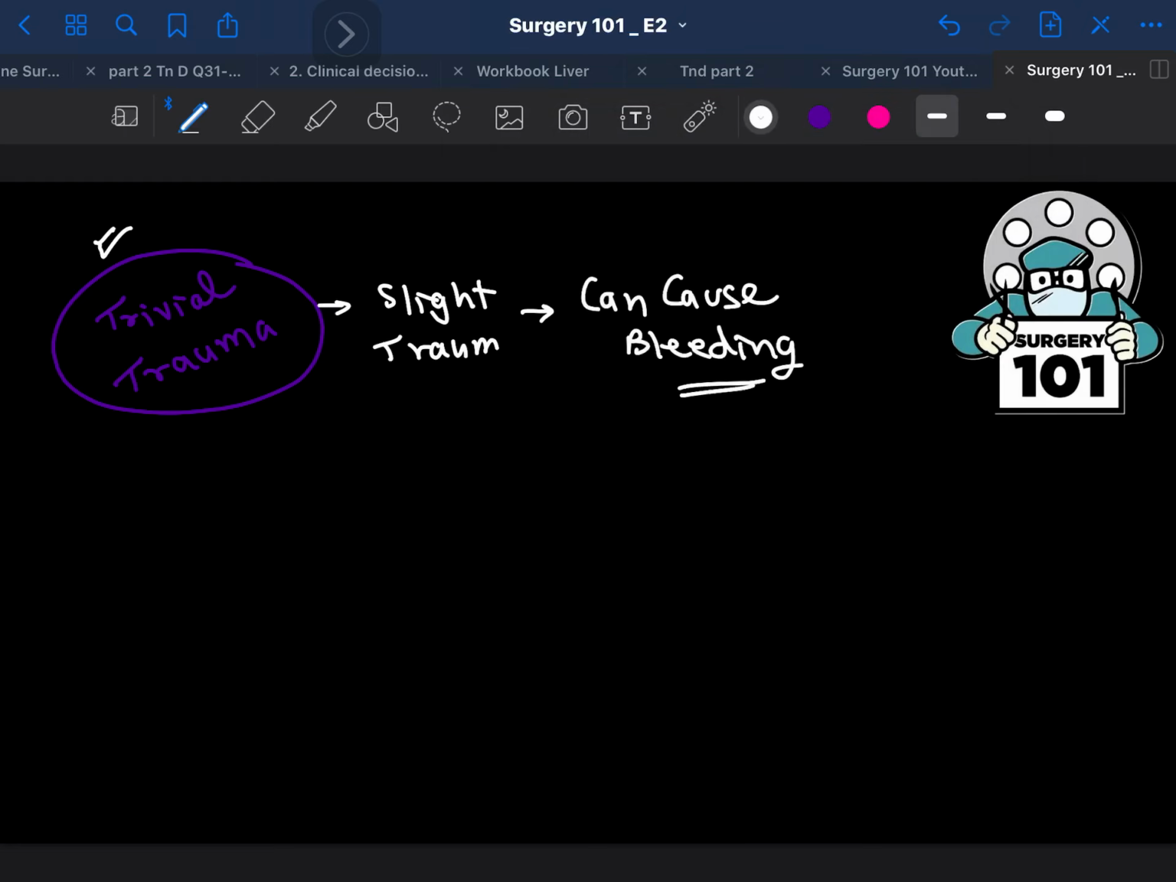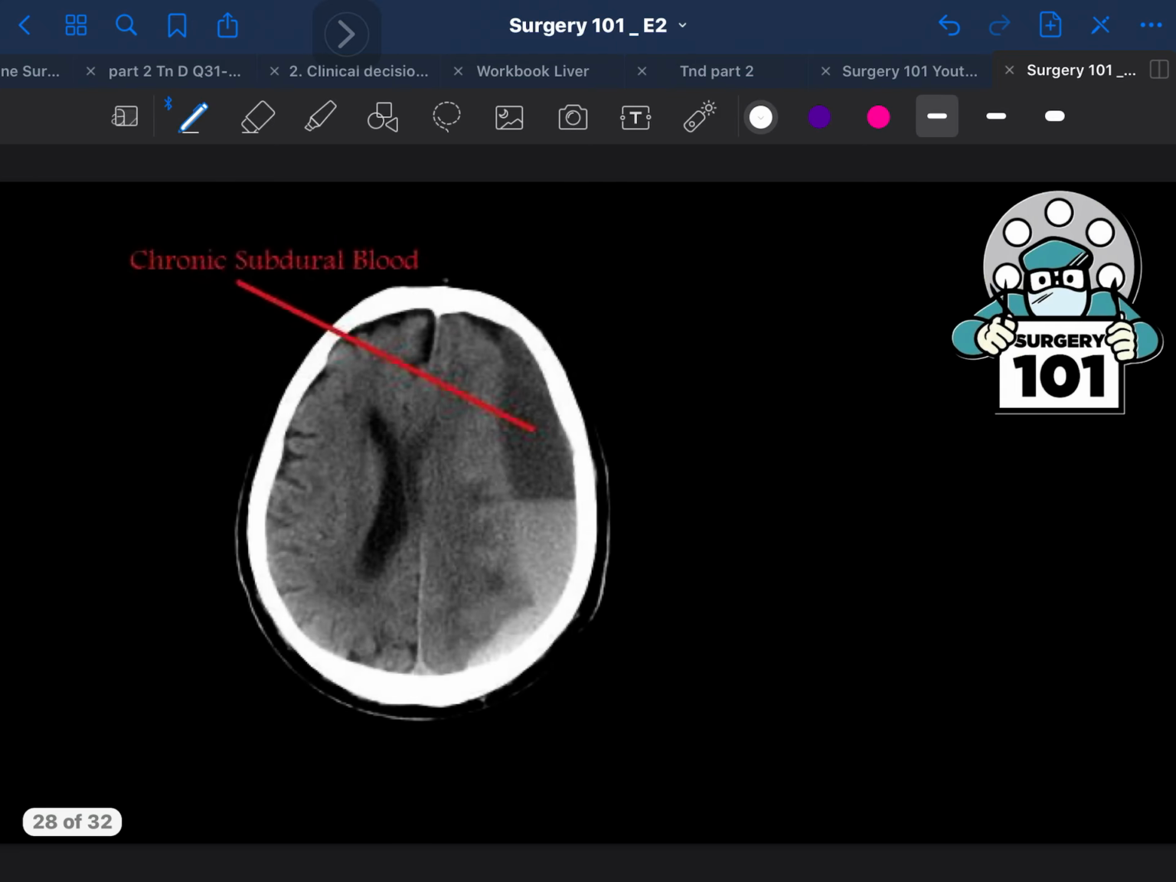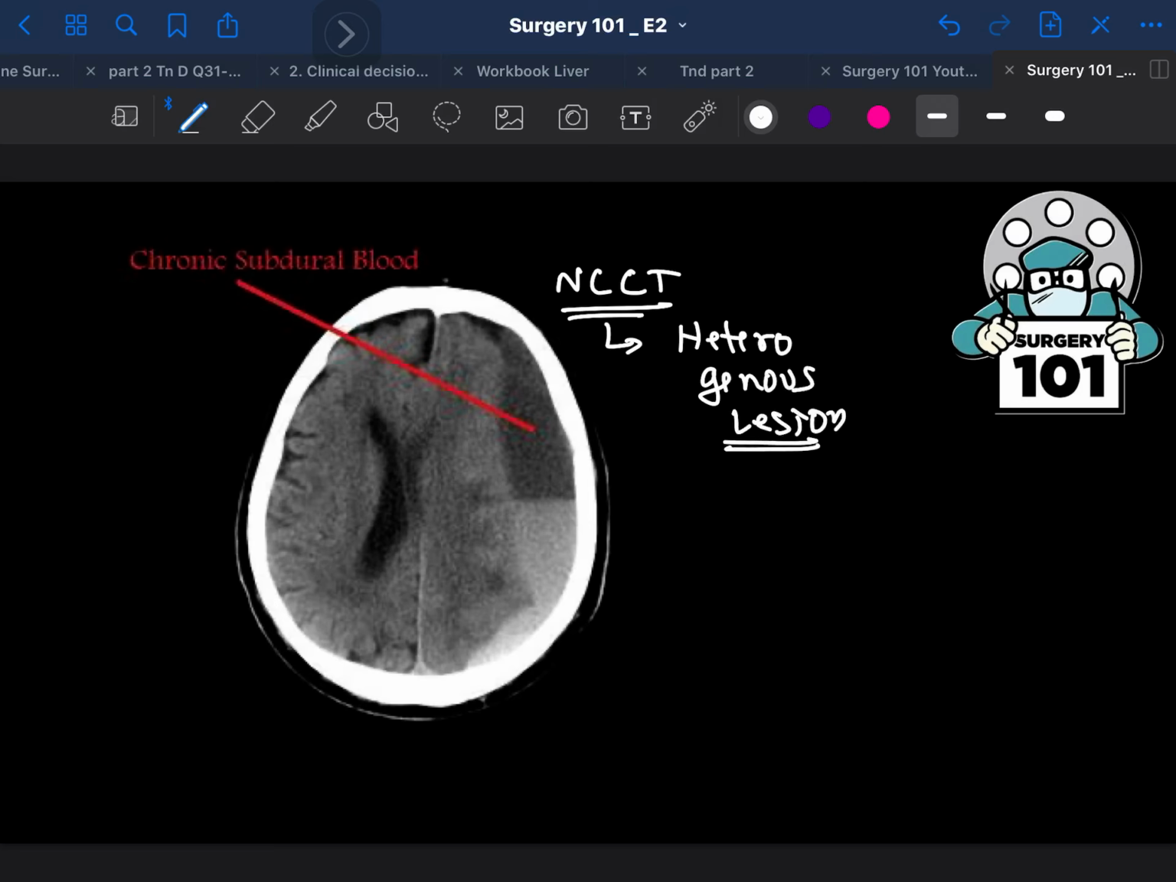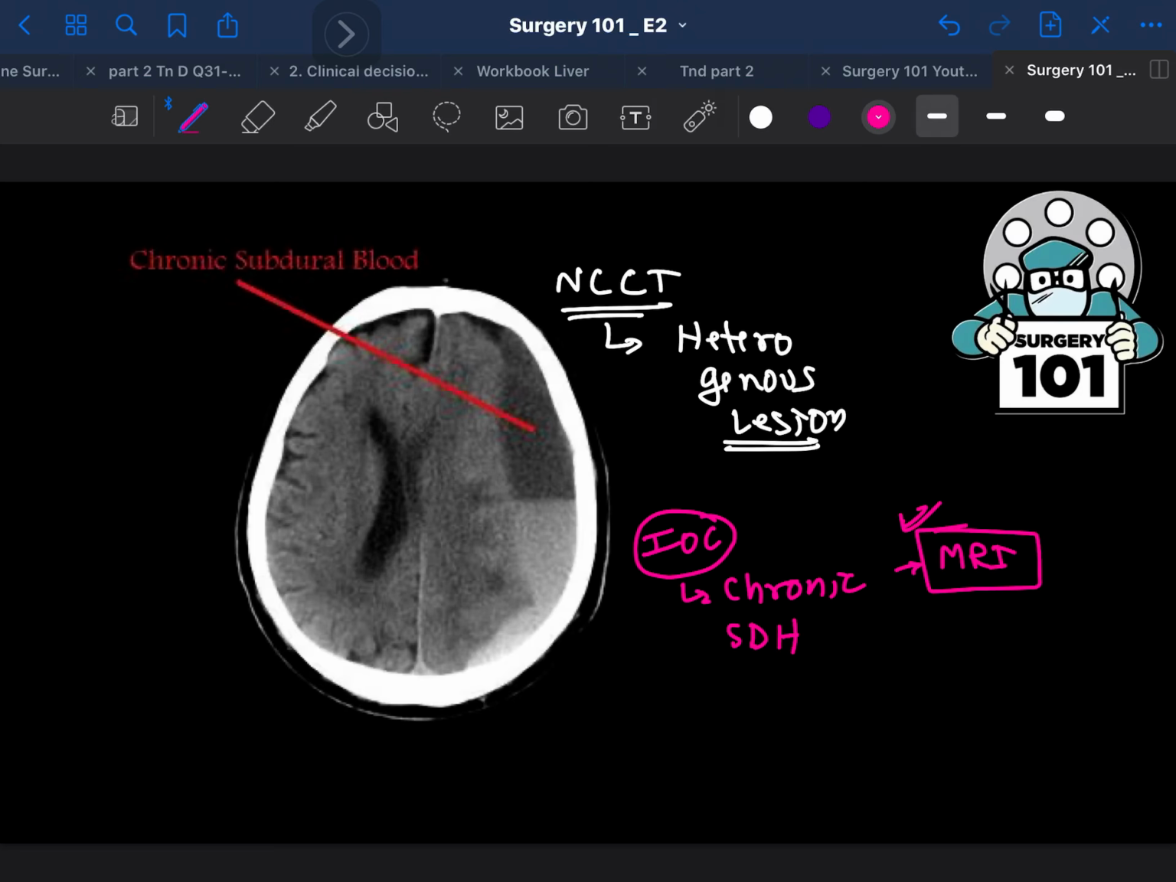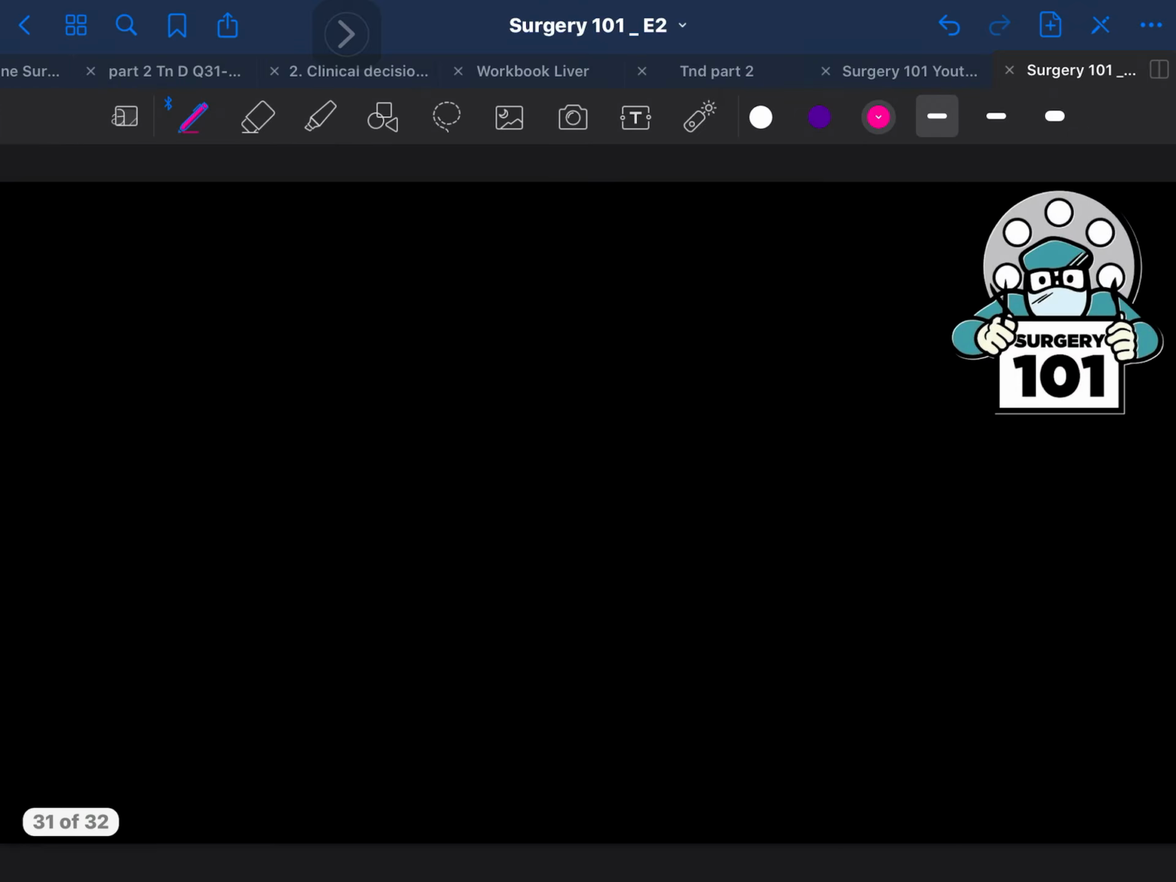Now, whenever your patient comes to you with a head injury, what is the investigation of choice? The investigation of choice is a non-contrast CT scan. But what you need to understand here is, if you perform a non-contrast CT scan, you are going to get a heterogeneous lesion, and sometimes it is difficult to distinguish. That is why over here, the investigation of choice for the chronic SDH, the chronic subdural hemorrhage, is MRI.